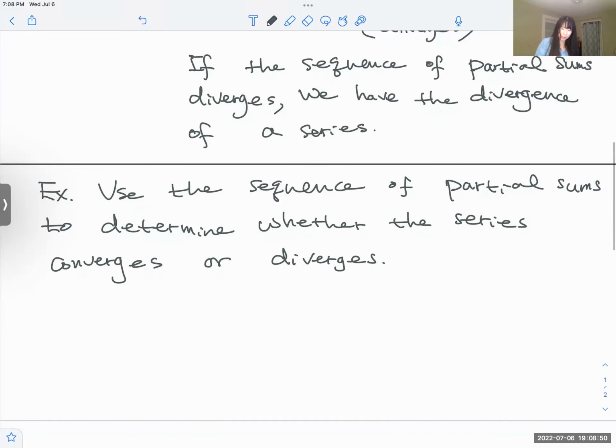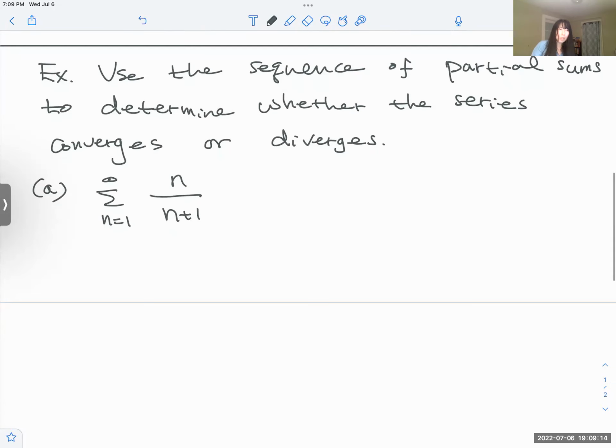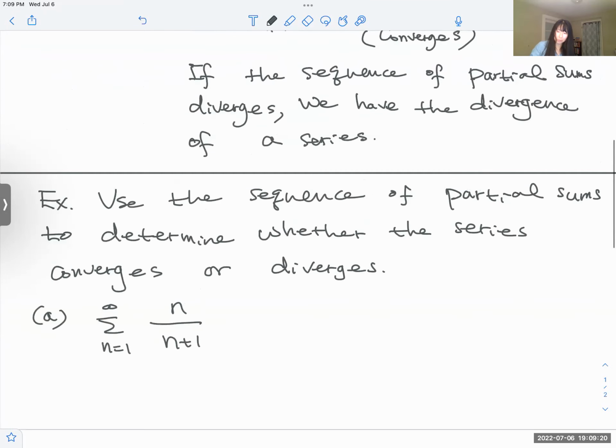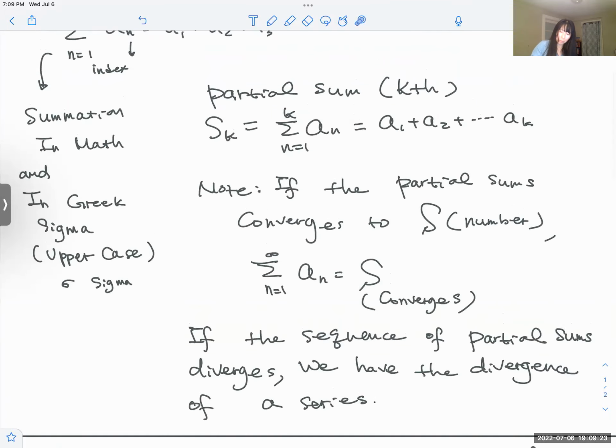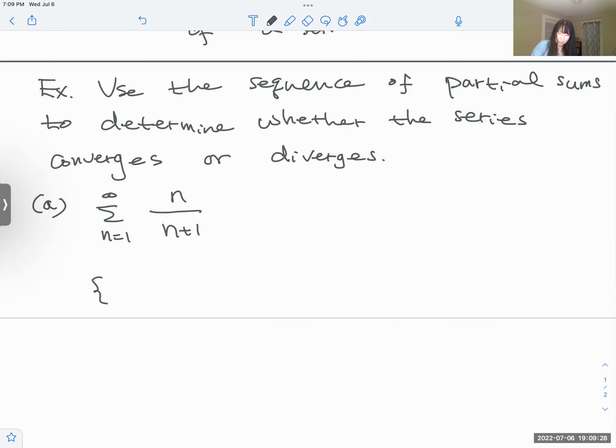Okay, so we have a series from n equal to 1 to infinity. This is a series, right? And n over n plus 1. Okay, now we're going to take the partial sum. Okay, so from 1 to k, but we're not really going until k. Okay, let me show you some. So S sub k, right? We say that as a partial sum here. So there will be partial sums.